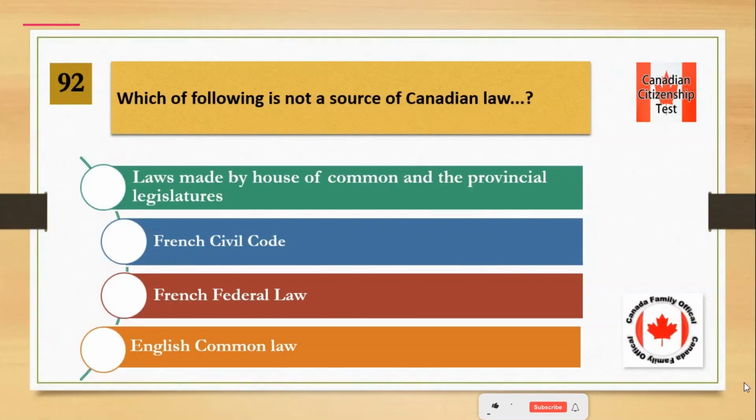Which of the following is not a source of Canadian law? Number 1, laws made by the House of Commons and the provincial legislatures. Number 2, French Civil Code. Number 3, French Federal Law. Number 4, English Common Law. And the answer is French Federal Law.